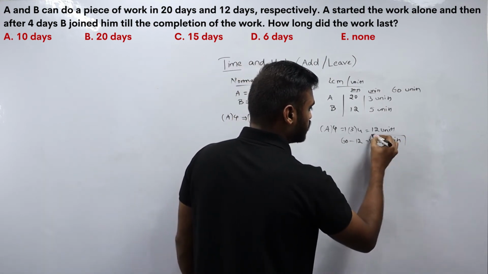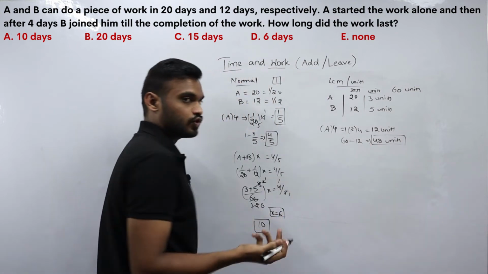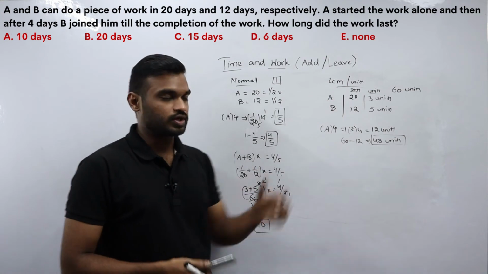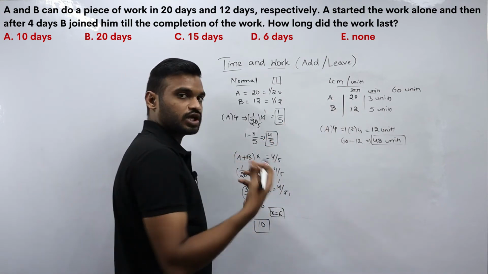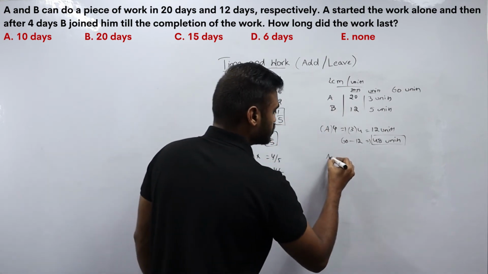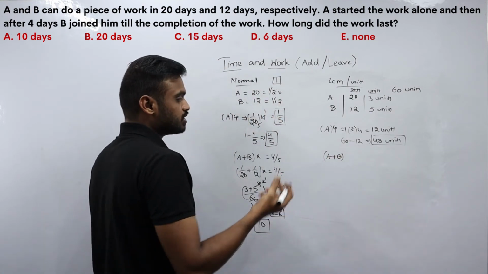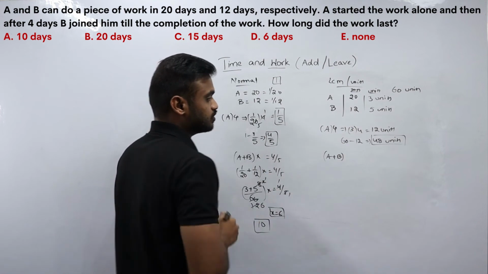Okay, after working for 4 days, this is the amount of work that is left over. To complete this leftover work, B has joined. Now A and B are both working combiningly, but we don't know the time taken for them to complete these 48 units of work.